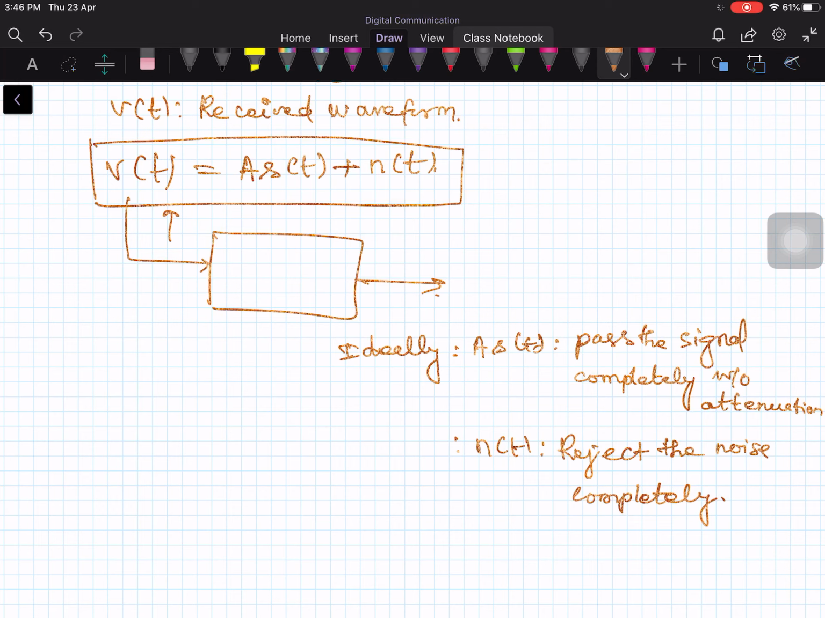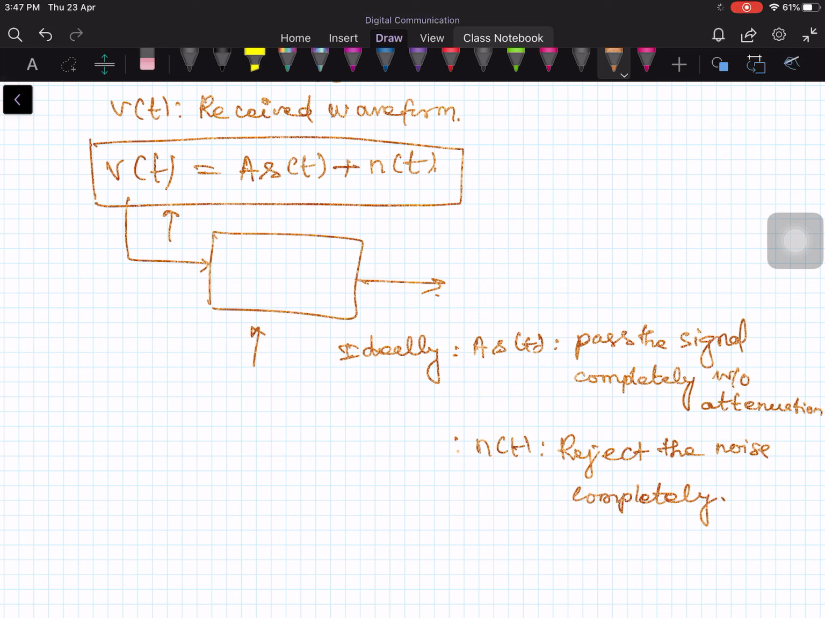Okay, so therefore the purpose of this block is, once you receive the signal, the very first step is you have to pass the signal completely without any attenuation. Attenuation means, by this time you know what it means.